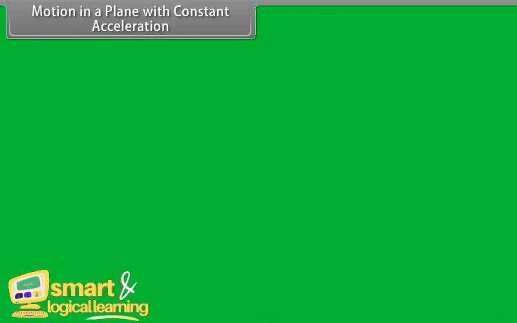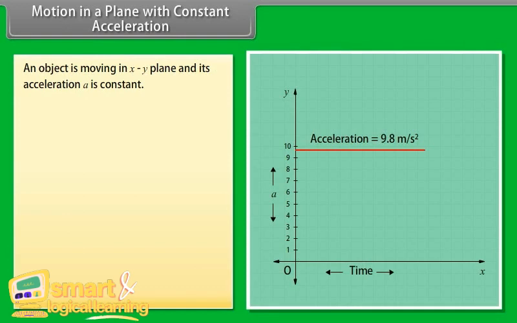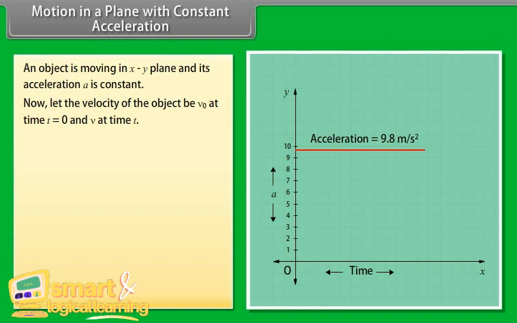Motion in a plane with constant acceleration. Let us take an example to understand. An object is moving in xy plane and its acceleration a is constant. Now, let the velocity of the object be v naught at time t = 0 and v at time t. v = v naught + at. This is the equation in component form.